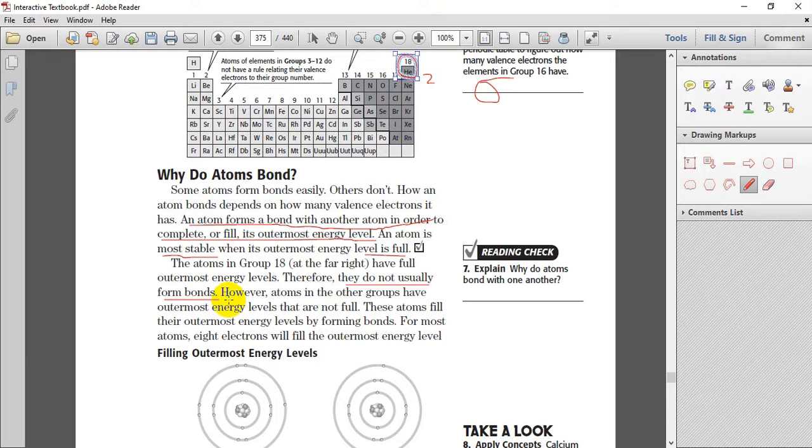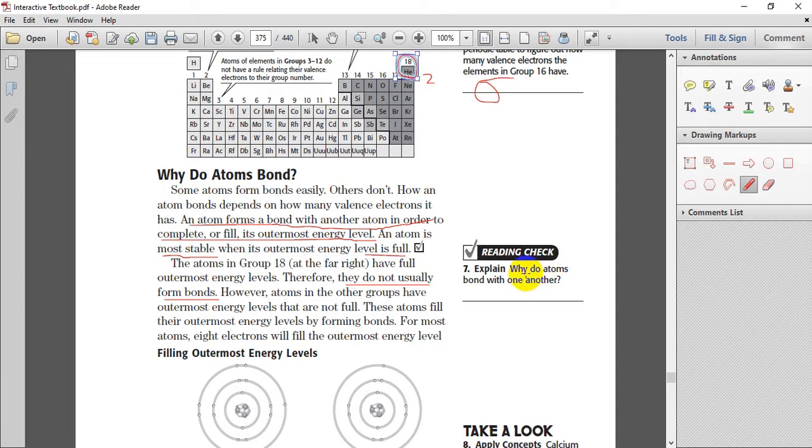Question: why don't group 18 elements form bonds with other atoms? What will the answer be? Because they have a complete or full outer energy level with 8 electrons, so they don't need to participate in any chemical bonds because they already completed their outer shell. However, atoms in other groups have outermost energy levels that are not full. These atoms fill their outermost energy level by forming bonds, so the rest form bonds easily because they need to complete their outer energy level.